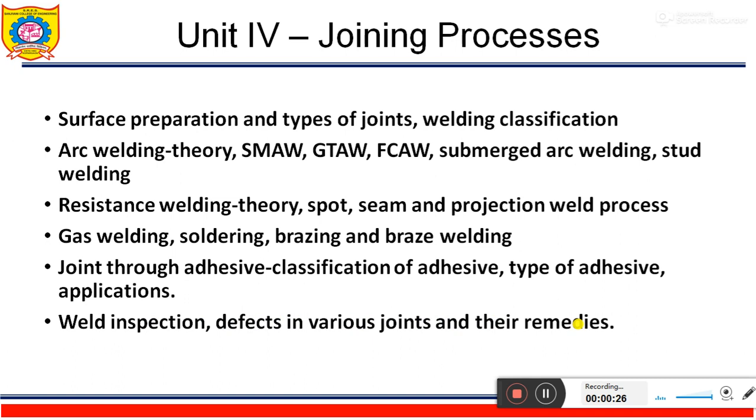So what are the joining processes? What is the syllabus related to surface preparation and types of joints? Welding classification: we'll see how welding is broadly classified. Then arc welding theory, then SMAW welding, GTAW, FCAW, submerged arc welding, also called SAW, and stud welding. Then we'll see resistance welding.